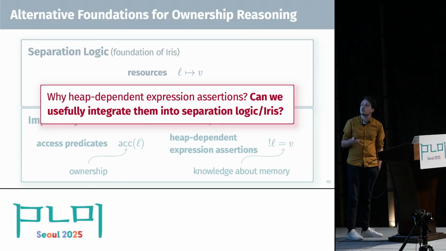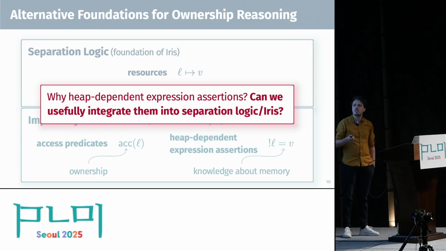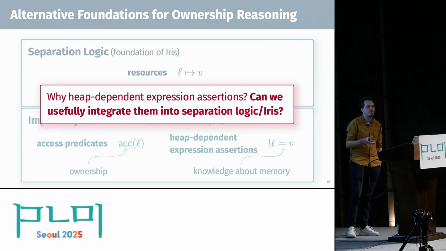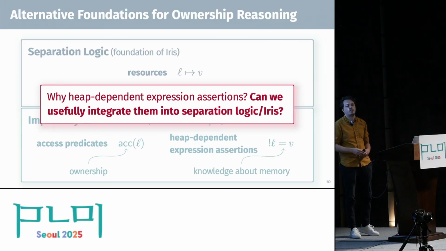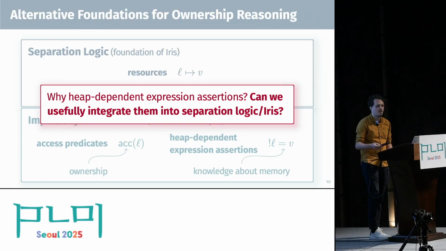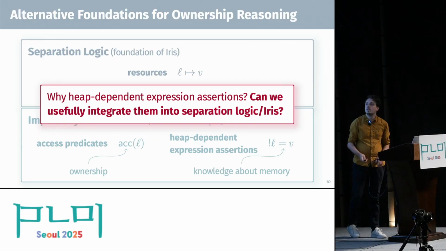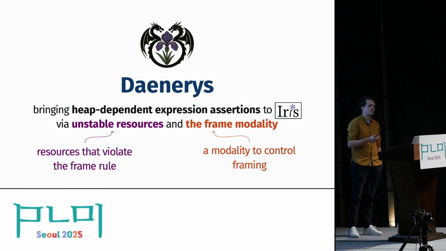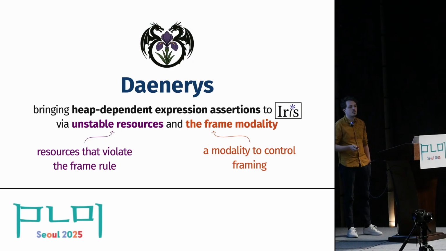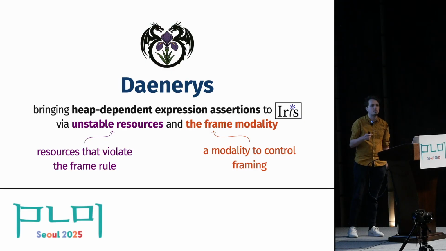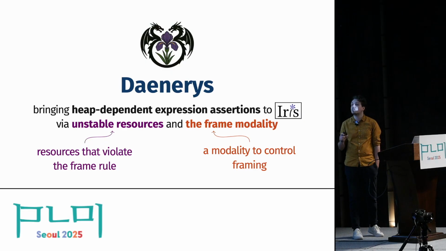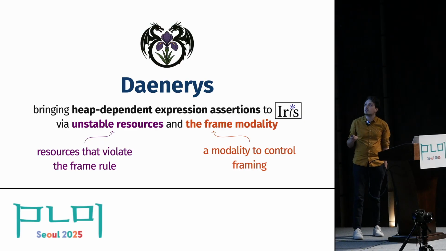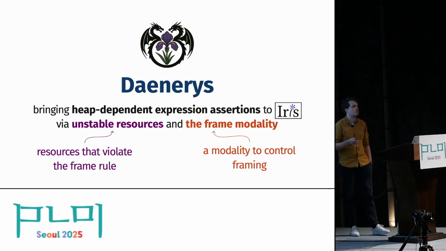So now, for the rest of this talk, let's turn to the second question. Can we actually usefully integrate these heap-dependent expression assertions into separation logic and into Iris in particular? And that's what we did in this work by introducing Daenerys, which brings heap-dependent expression assertions to Iris via a new form of resources, unstable resources that, as we will see in a second, violate the central frame rule in Iris, and a new modality, the frame modality, that now controls how framing works.